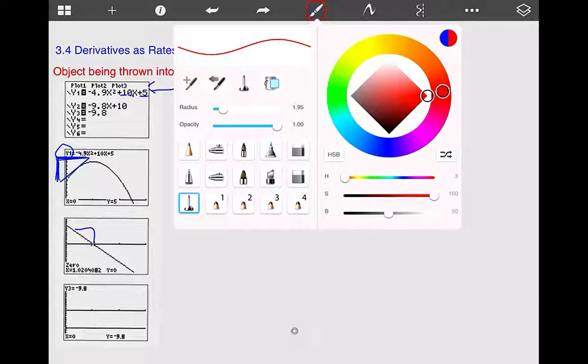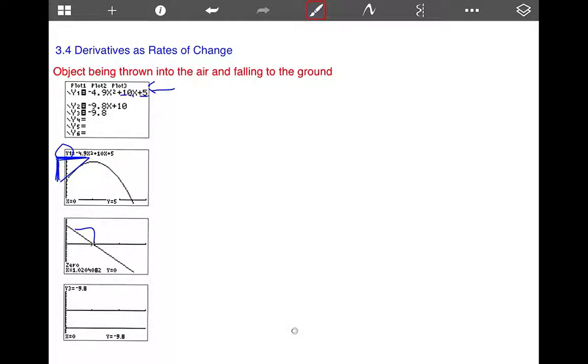If I come in here and show the path of this object going up and then coming down, we've done that before, but let's take a look here. Now, if I were to take the slope at this point here, right here, my initial velocity is at 10. And as the object gets thrown into the air, we want to think about what happens to each of those individual slopes, and what happens to those slopes as time goes on, as it reaches a maximum?